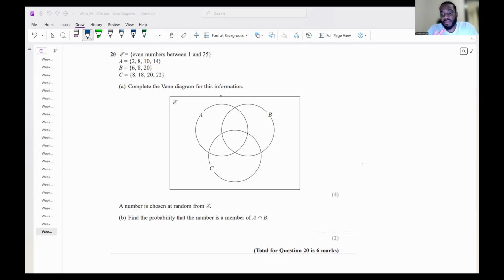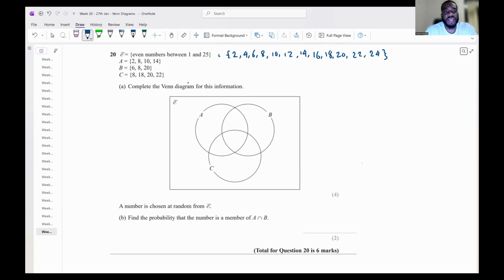So with this one, it's a bit trickier because there's actually an extra circle. So it's a three-part Venn diagram. Remember, as I always say, if they give it to you as a description, you should always put in the numbers first. So it's going to be even numbers between 1 and 25. So we'll start with 2, 4, 6, 8, 10, 12, 14, 16, 18, 20, 22, and 24. So this is our set here.